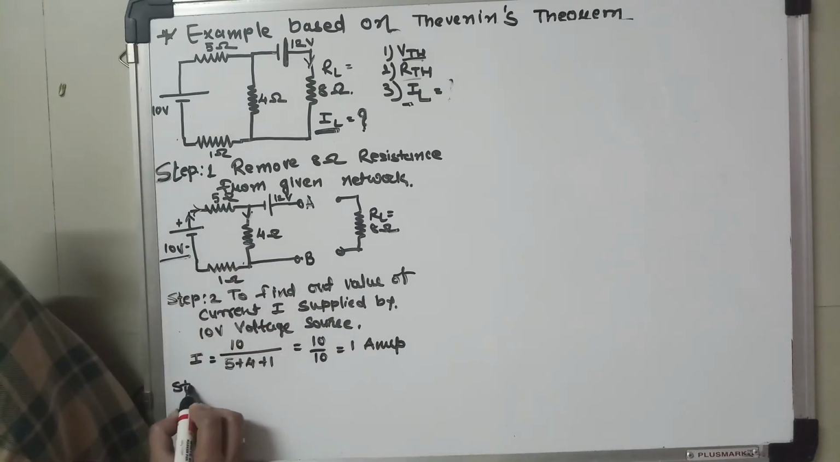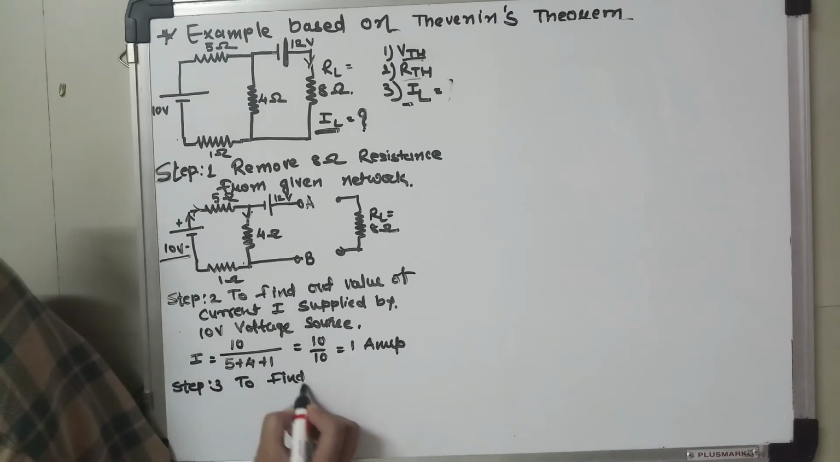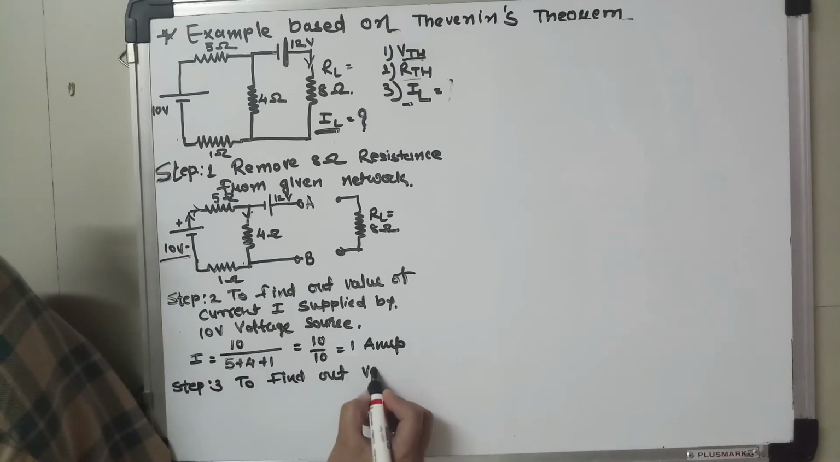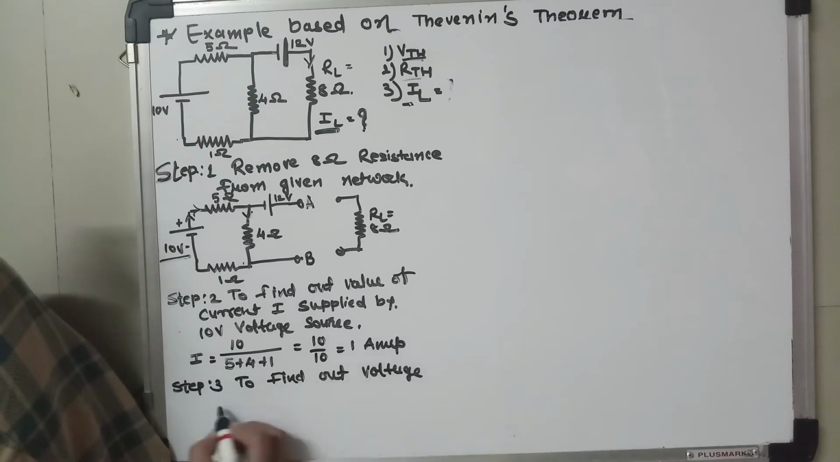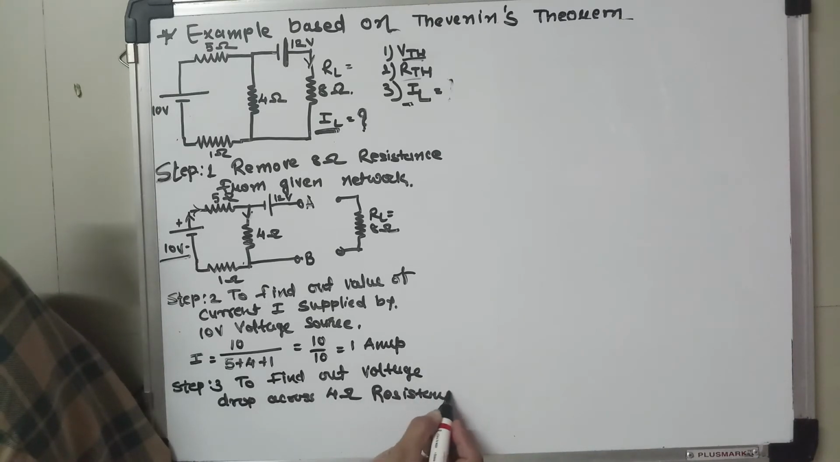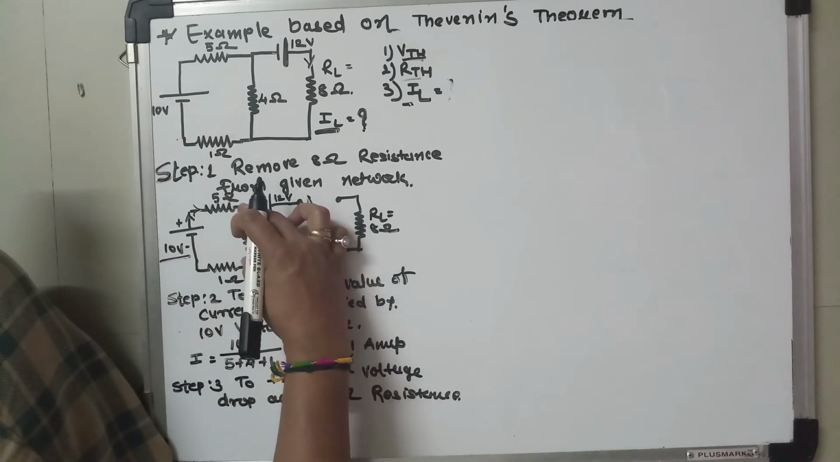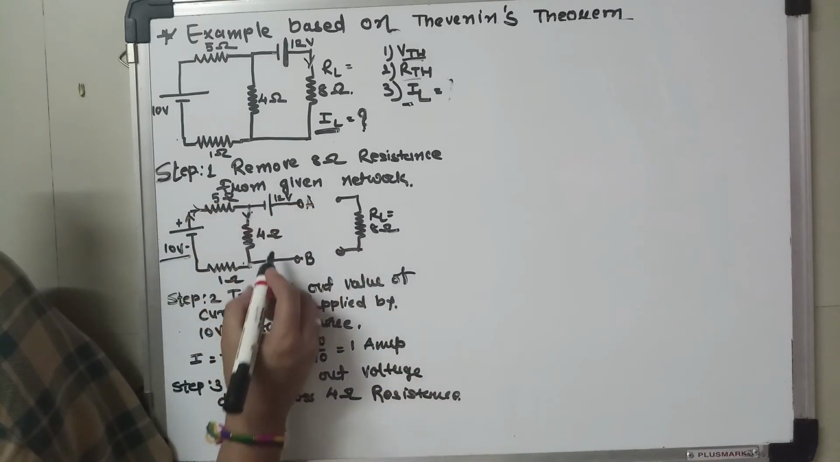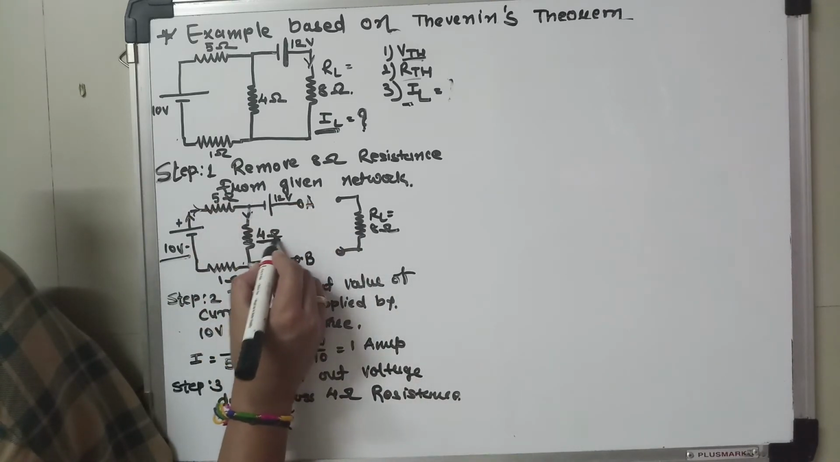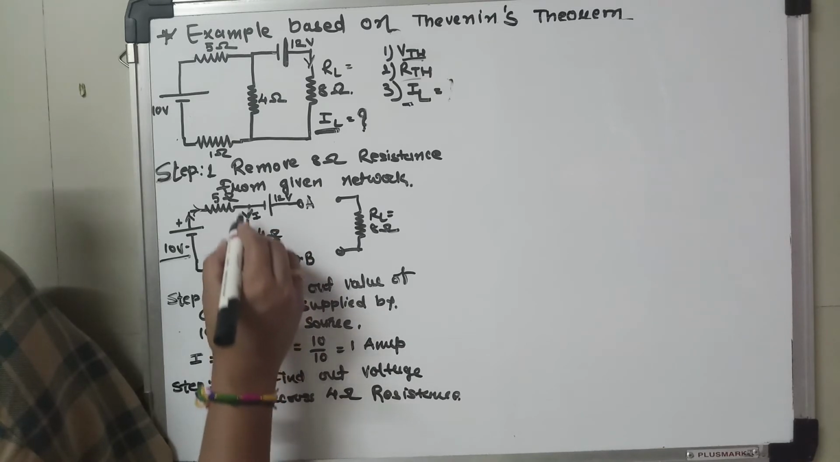Now step number 3: find out the voltage drop across the 4 ohm resistance. Now in step number 3, you have to find out the voltage drop across the 4 ohm resistance. See here, the value of the resistance is 4 ohm, and the current I is passing through your 4 ohm resistance.